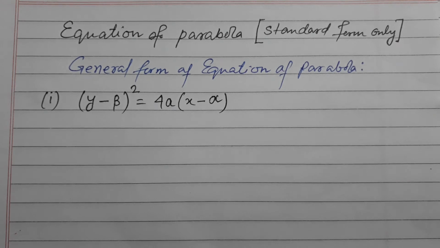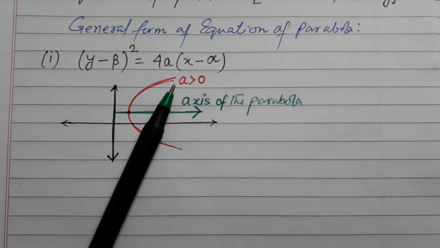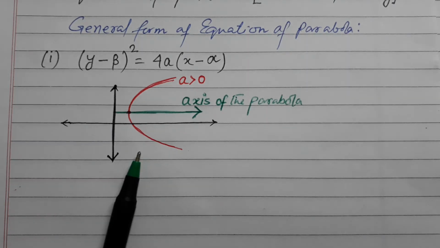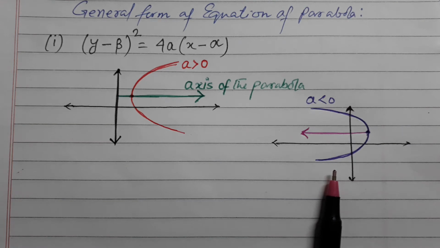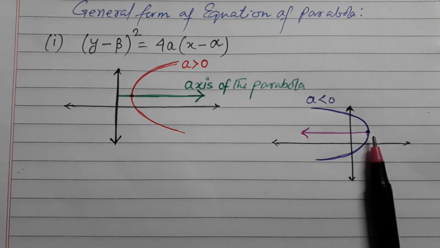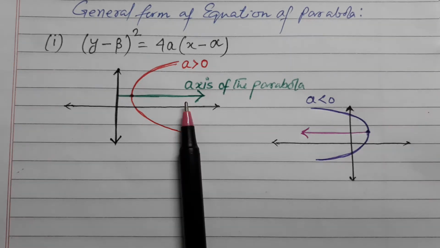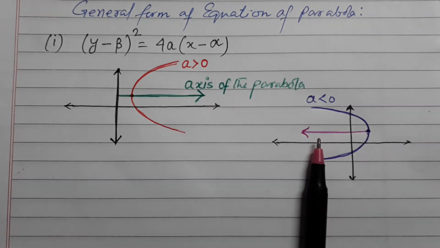Now the graph of this parabola will look like this. Here we can see that a is greater than 0, and we call this type of parabola a rightward parabola. If a is less than 0, then the parabola will become the leftward parabola. This point is the vertex of the parabola, and this is the axis of the parabola. For the rightward parabola the axis is towards the right side, and for the leftward parabola the axis is towards the left side.